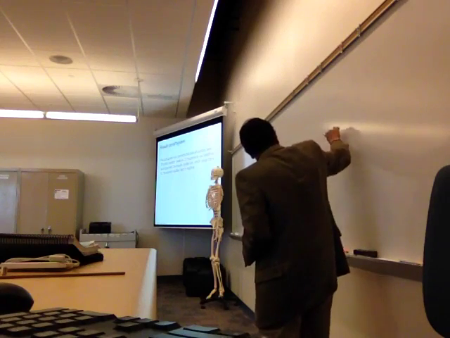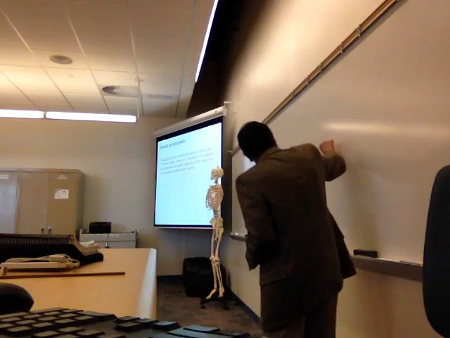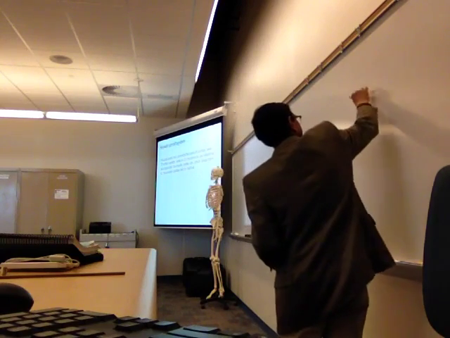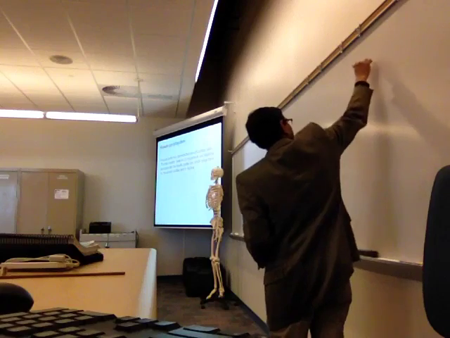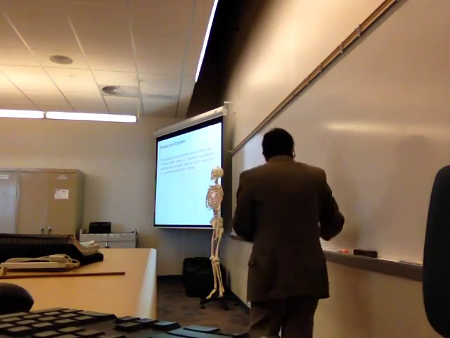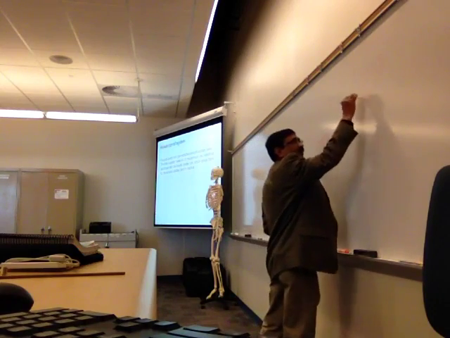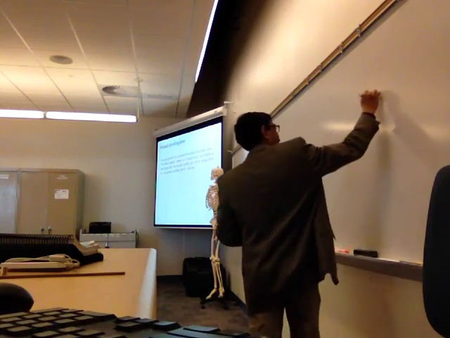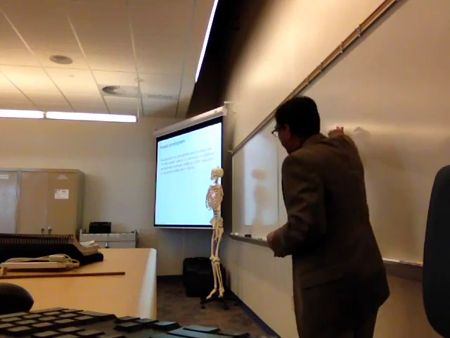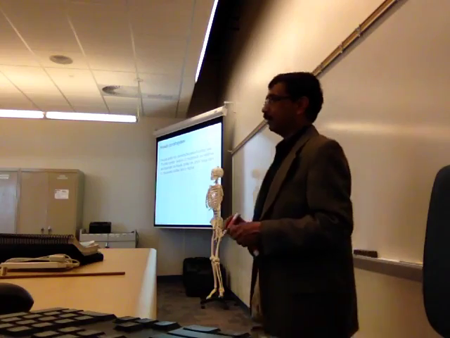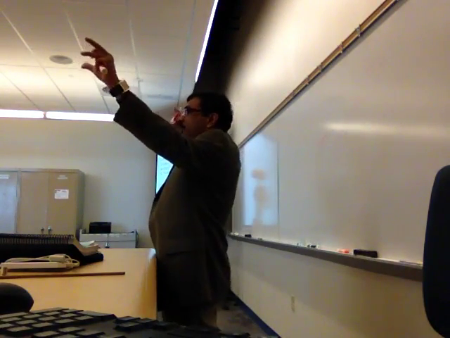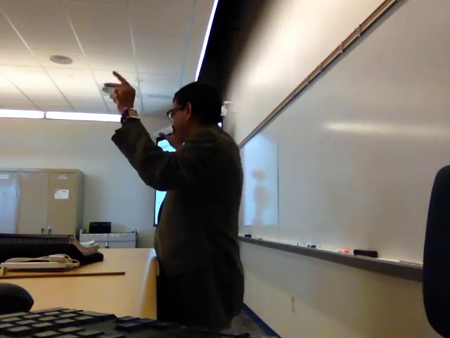Here, you know the capillary bed is formed by the capillaries. So this is one set of capillary bed and this is another set of capillary bed. Two sets of capillary beds are connected by a blood vessel. That is the portal circulation. Portal circulation connects two sets of capillary beds.